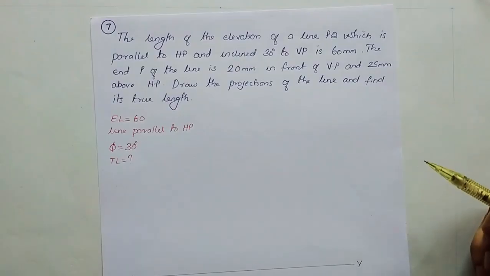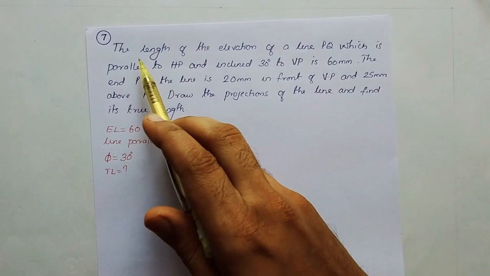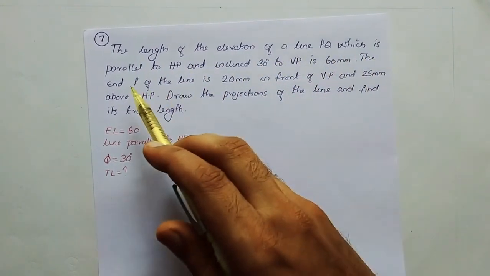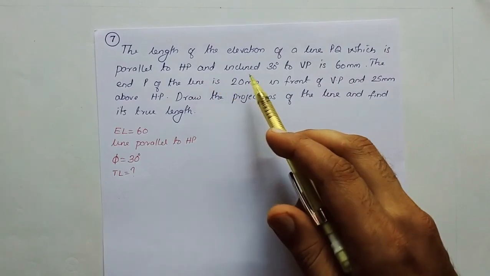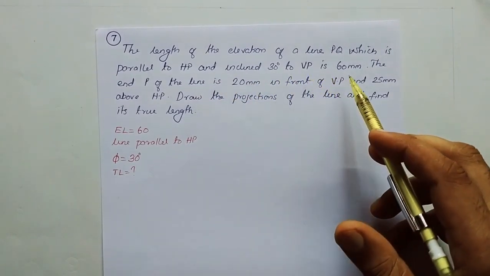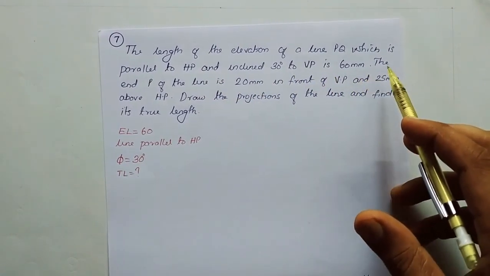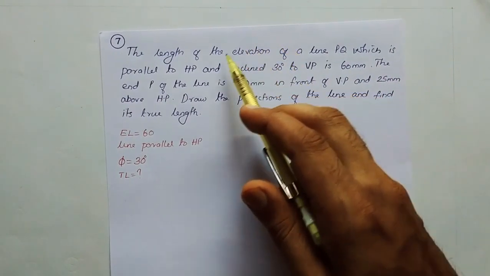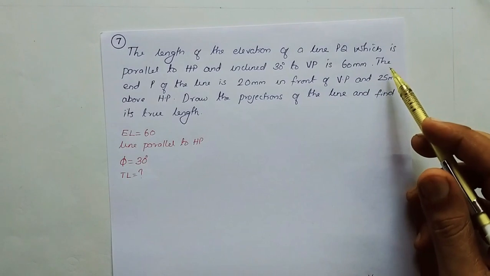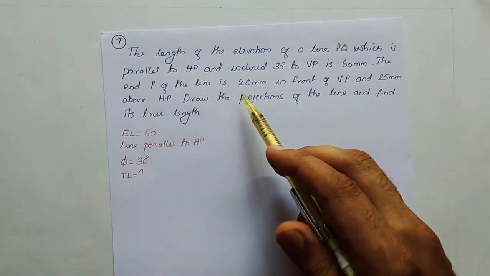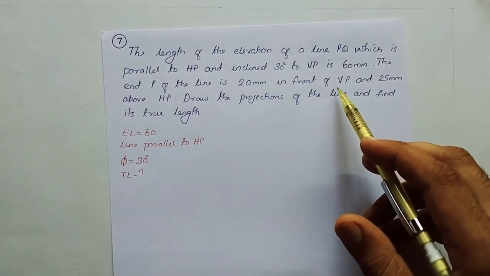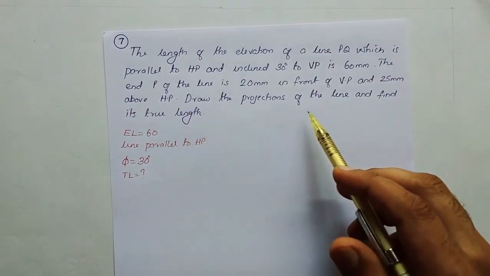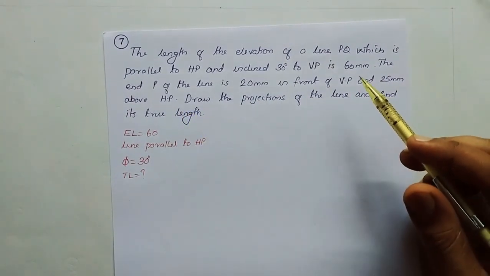Now we shall consider problem number 7. The length of the elevation of a line PQ, which is parallel to HP and inclined 30 degree to VP, is 60 mm. That means the length of the front view, elevation meaning the front view, is 60 mm. The end P of the line is 20 mm in front of VP and 25 mm above HP. Draw the projections of the line and find its true length.